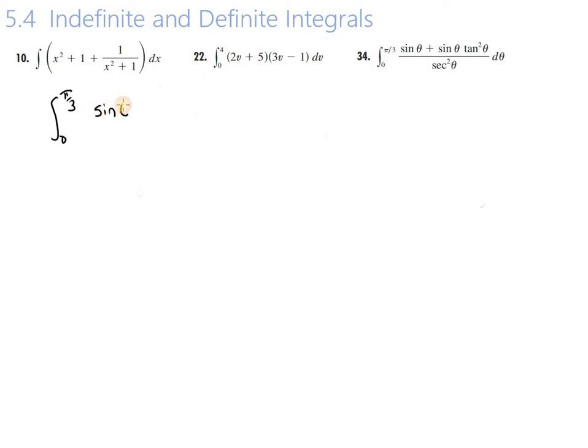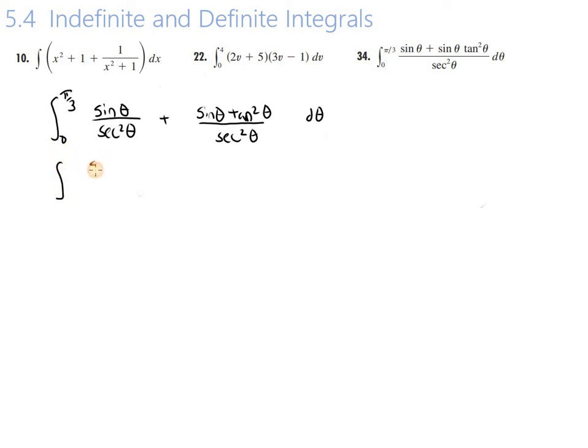We'll do sine theta over secant squared theta plus sine theta tangent squared theta all over secant squared theta. And d theta is on there to remind you what the variable is. So I'm hoping these two things will simplify down into things I actually know how to integrate. So let's see if we can work that out. Keep in mind that secant is 1 over cosine.